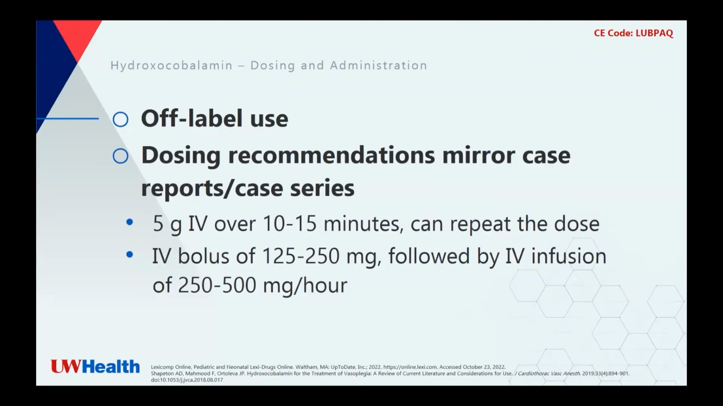So the dosing recommendations for vasoplegia mimic those for cyanide poisoning. But also there's some case reports and case series that maybe suggest a prolonged infusion has benefit as well. So the typical dosing, and probably most common, is the 5-gram bolus over 10 to 15 minutes. And you can repeat the dose once for 10 grams total, or you can do a bolus followed by an infusion.